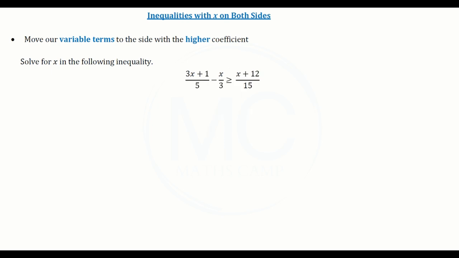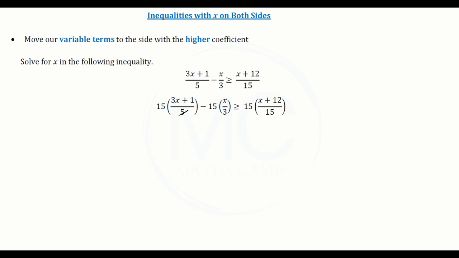3x plus 1 over 5 minus x over 3 is greater than or equal to x plus 12 all over 15. Here we have 3 small fractions. So the first step is to get rid of the denominators. And we do this by finding the lowest common multiple within the denominators. We have 5, 3, and 15. 5 multiplied by 3 is 15. So 15 is the lowest common multiple of each of these denominators. Now we can multiply each of these fractions by 15. This allows us to cancel out the denominators. Let's do this now.